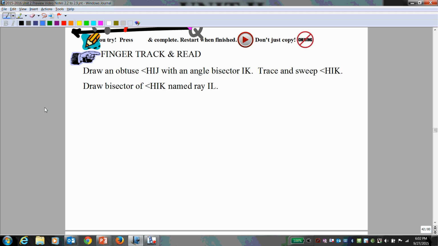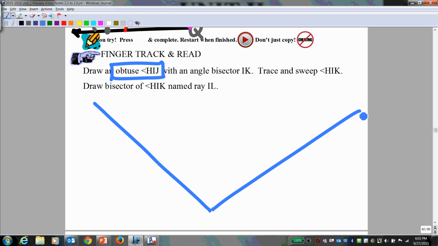Welcome back. Let's take this one step at a time. It says draw an obtuse angle, HIJ. So I'm going to draw an obtuse angle. Obtuse means bigger than 90. I has to be the hinge because it's in the middle, the vertex, if you will. That's H, I, and J.